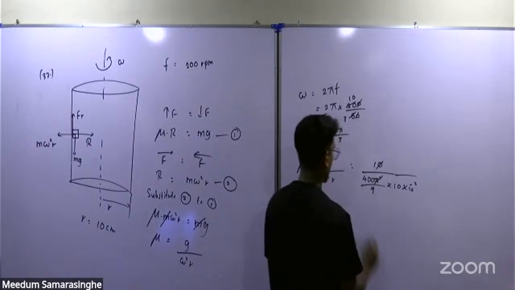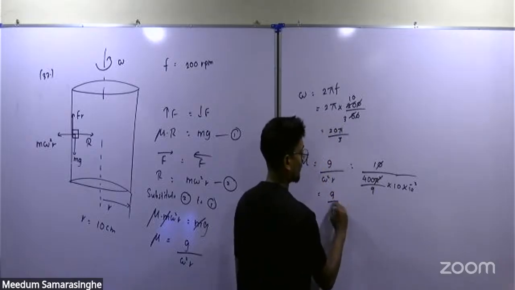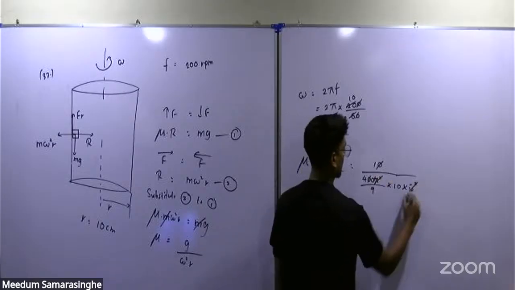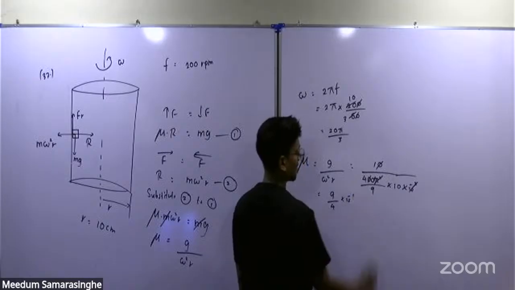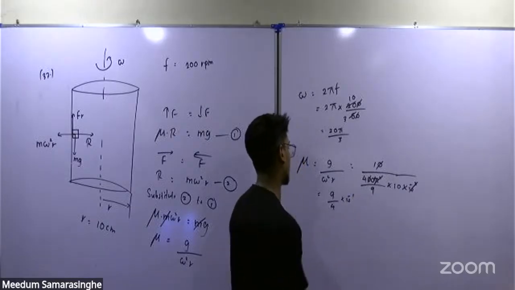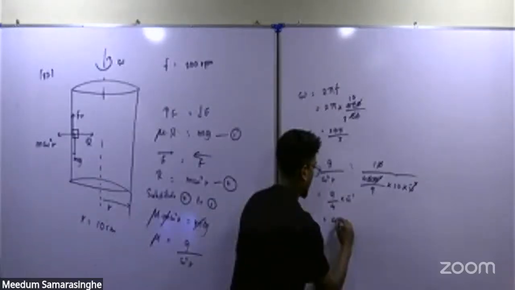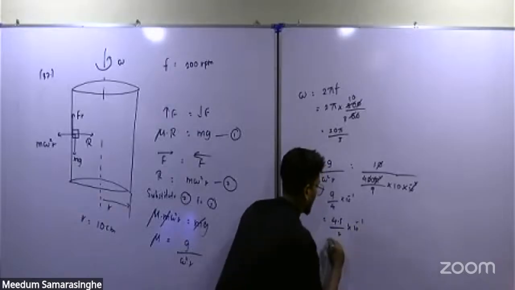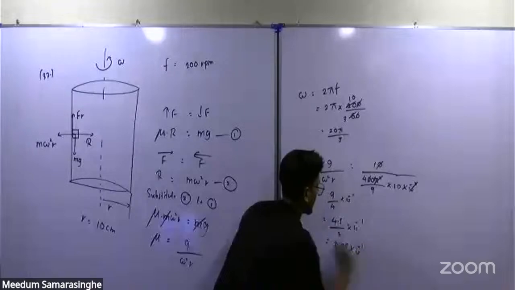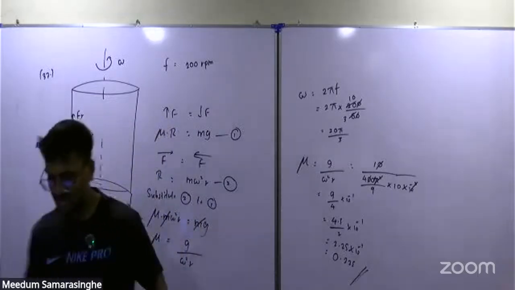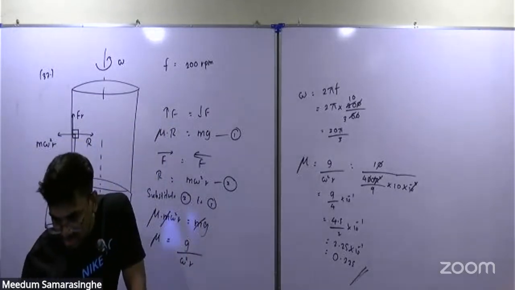So you can cancel. Now you have 9 over 4 into 10 to the power minus 1, right? That is 2.25 into 10 to the power minus 1, that is 0.225. So the coefficient of friction is 0.225. So the answer is 0.225. The answer is the second one. Right.